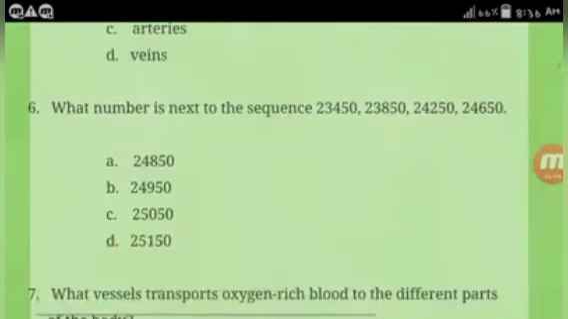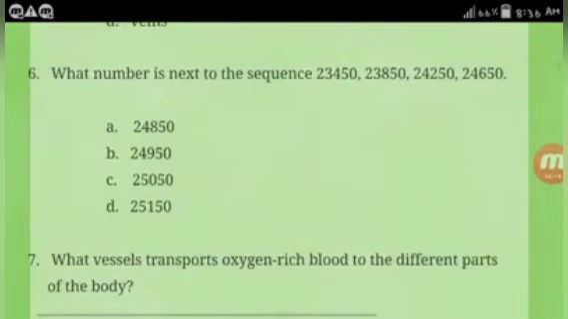Next, number 6, what number is next in this given sequence? As you noticed, we just add 400 to each preceding term, or the next term. So here, 24,650 plus 400, that will give you 25,050, which is letter C.